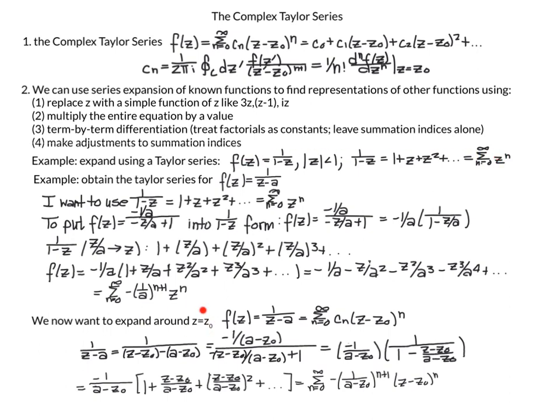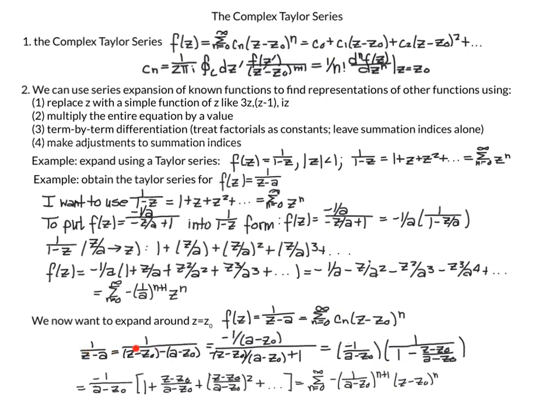But what if we want to expand around z equals z naught? So again, looking at our function, so this is the same example, f of z equals 1 over z minus a. I'm going to introduce a z minus z naught term in here, or factor in here, and I just subtract z naught from my z.